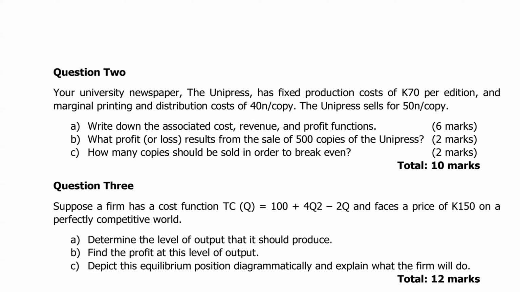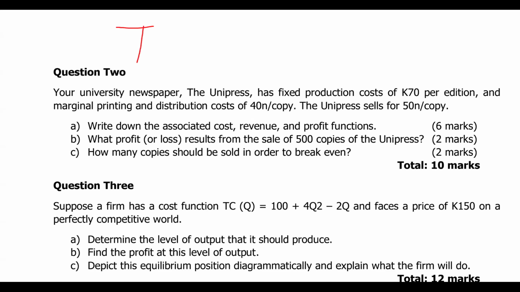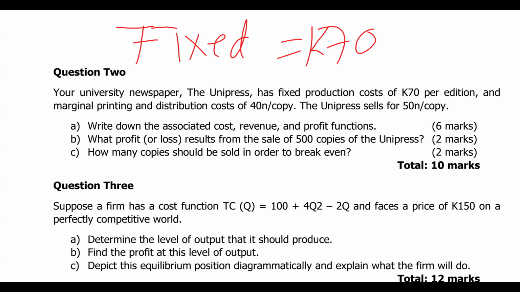Let us start with the cost function, the total costs, and with the fixed cost function. The fixed cost is a cost that does not change. Fixed costs shall equal 70 kwacha per edition. This is the fixed cost per edition. That's part of number A.